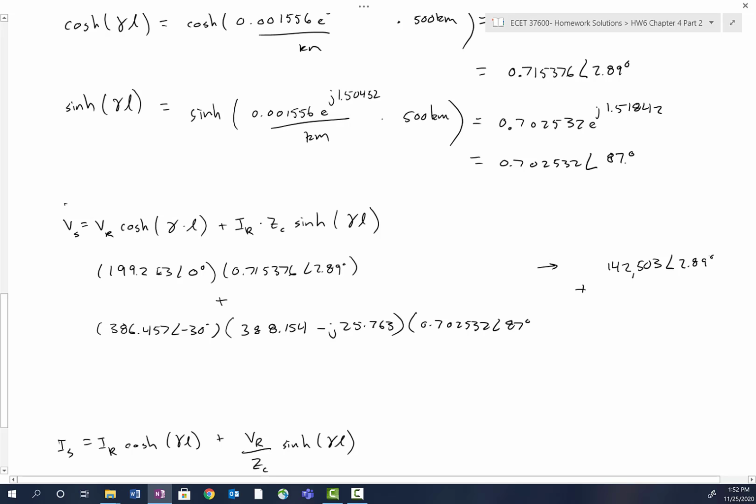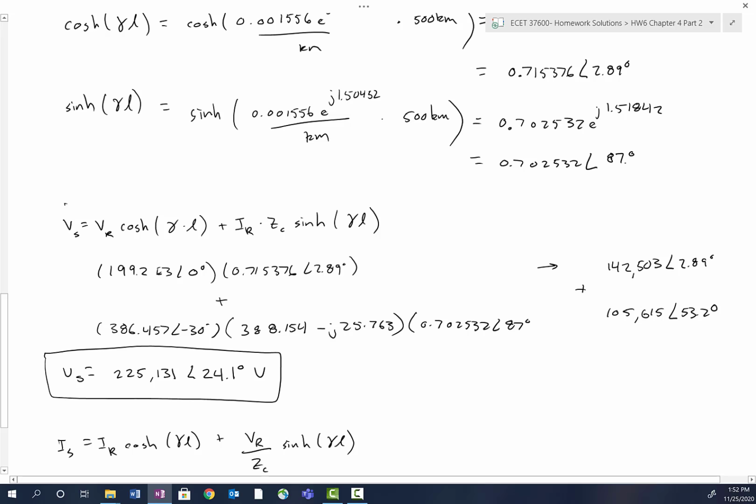And then for that second voltage term, you're going to get 105,615 volts at an angle of 53.2 degrees. And so that gives us a voltage to the input end of the line of 225,131 volts at angle 24.1 degrees is the voltage vector there. So that is the sending end voltage on a line to neutral basis.